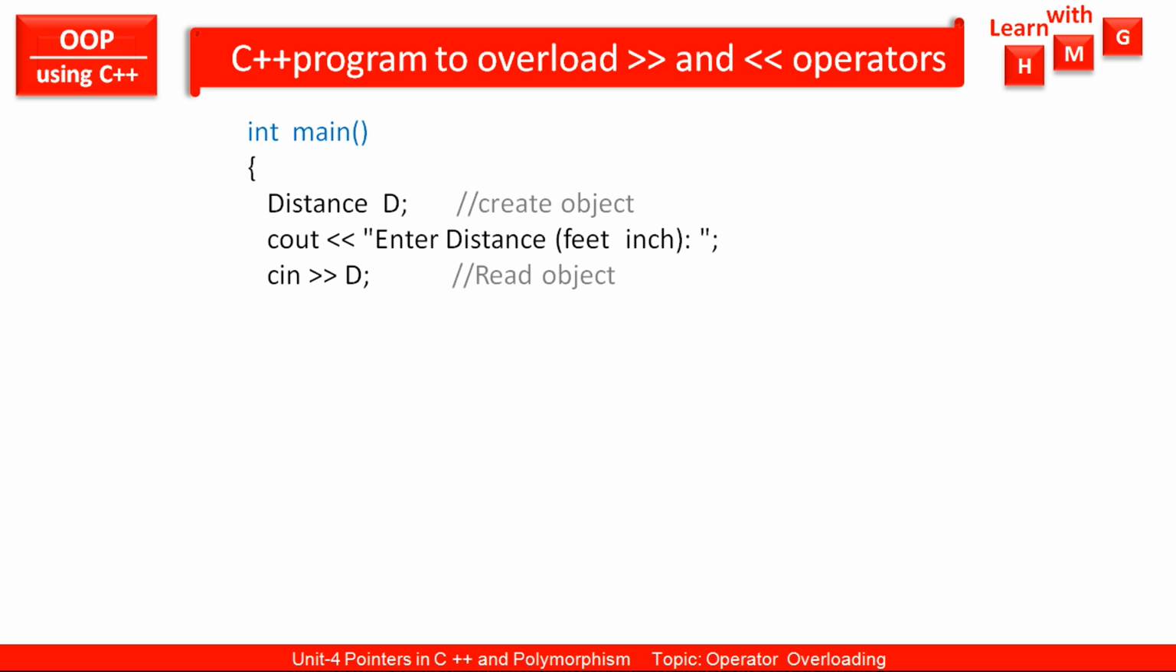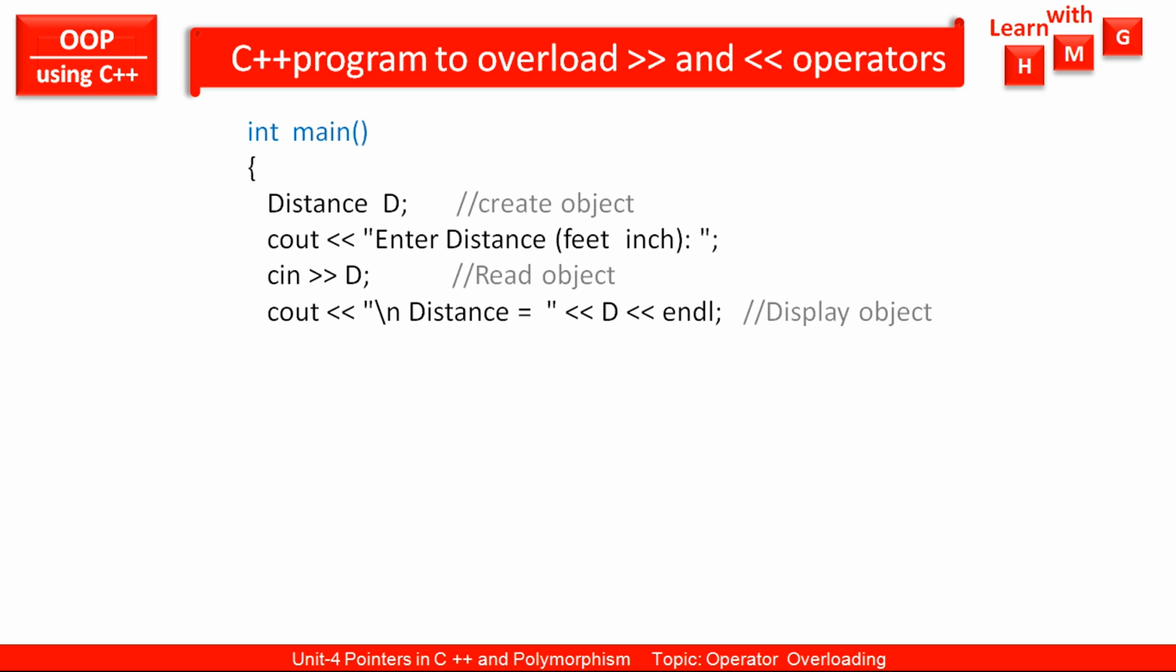Now cin extraction D. Here D is not a normal variable, it is an object of the distance class. Generally we do not specify an object name in a cin extraction statement, but here, as it is overloaded and an additional operation is assigned to this extraction operator, we are using it to read the object directly. Then the distance is displayed.